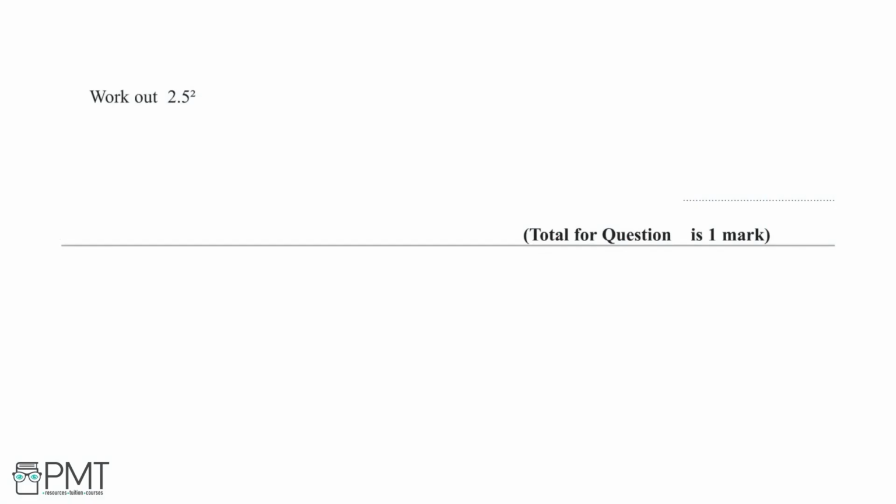We have been asked to work out the value of 2.5 squared for 1 mark. With this type of question, because this is a calculator question, you could just put this into a calculator. But if we're going to do it without a calculator, if I'm going to do 2.5 times 2.5 using column multiplication, we have 5 times 5. For now, we're going to ignore the decimal places and we'll deal with them in a second. 5 times 5 is 25.